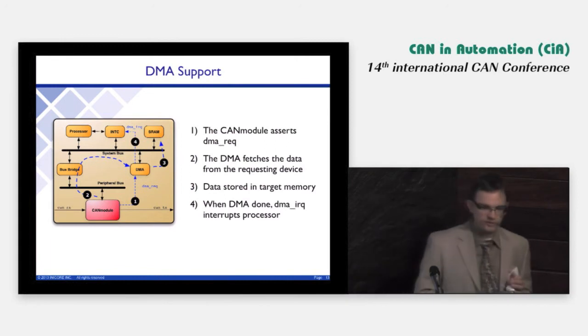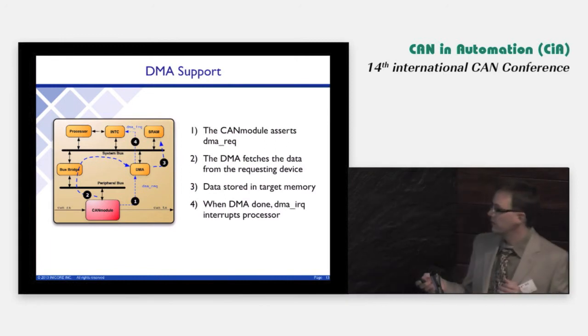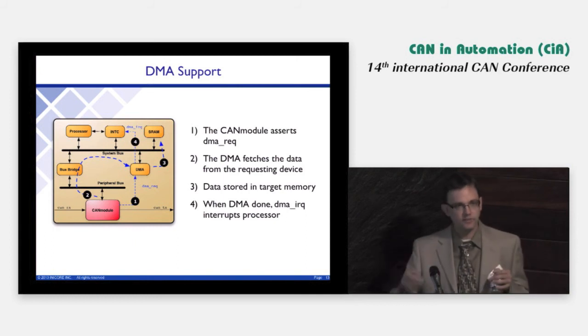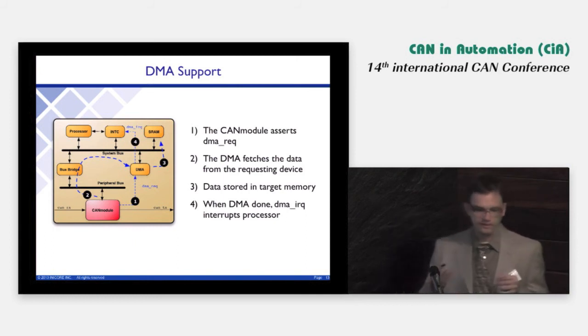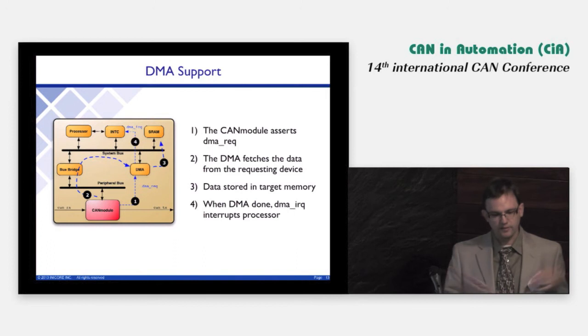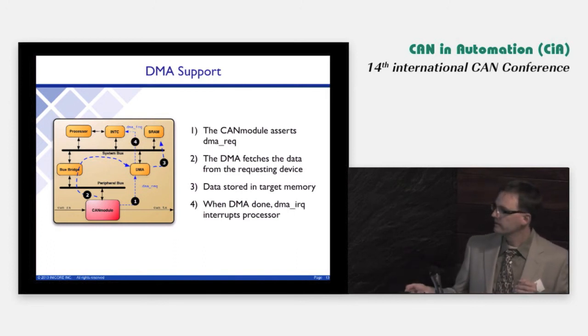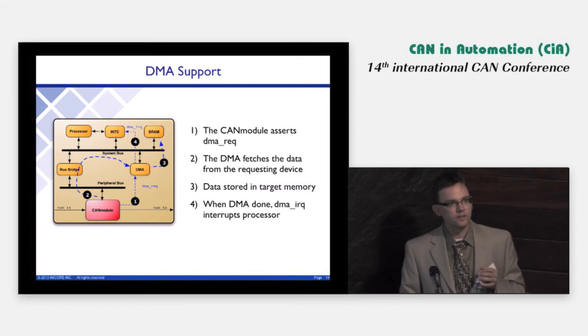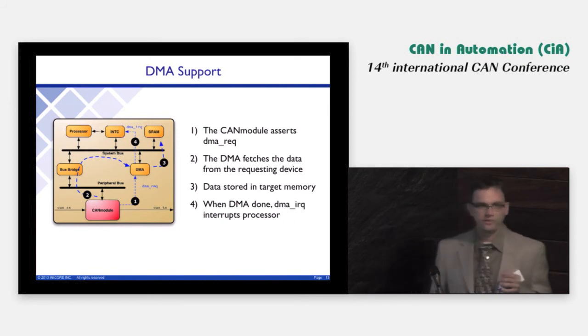We have support for DMA. DMA handling is kind of straightforward. It's almost like an interrupt. Whenever the CAN controller sees that, okay, I have data to send or to receive, in this case, I have received enough data to send to the processor, it asserts a DMA request, which indicates to the internal DMA engine that, okay, I have data to transmit.